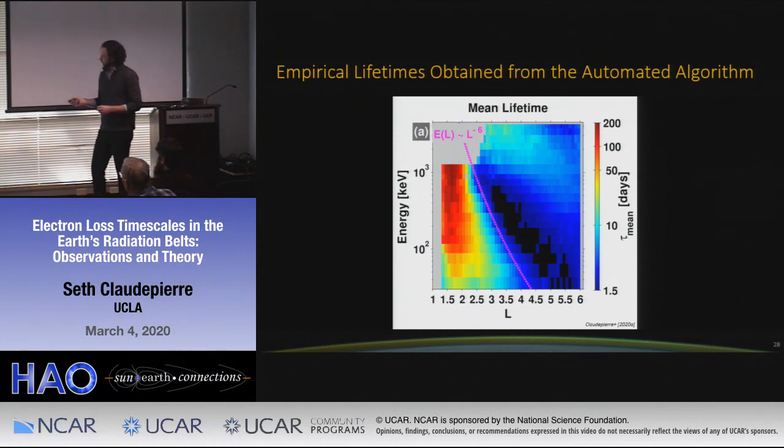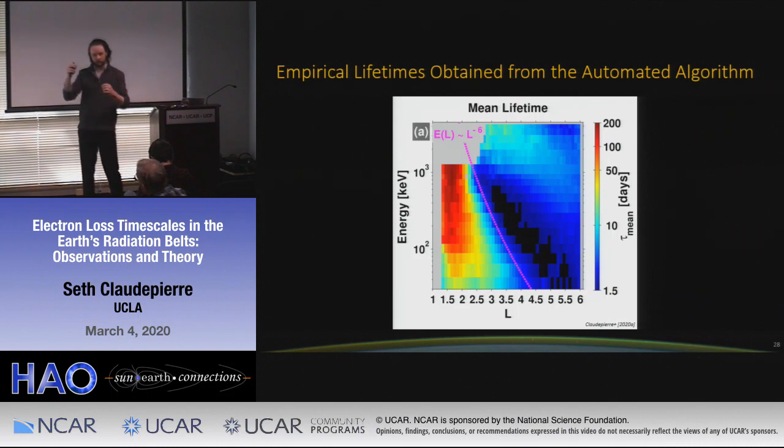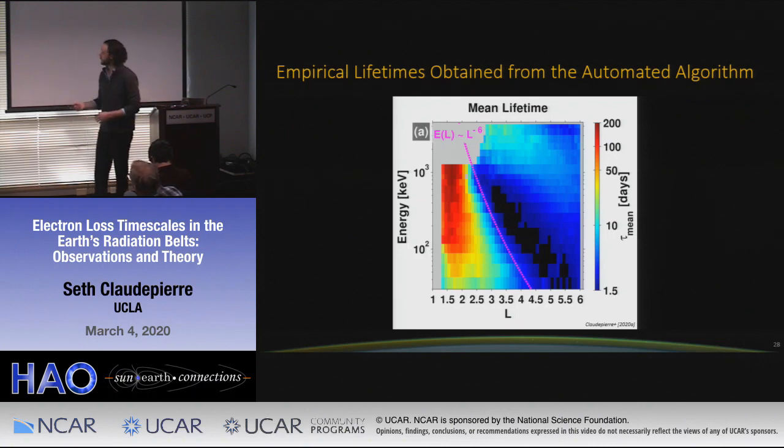We're going to do a lot of comparisons with this figure throughout the rest of the talk, so let me take a minute to explain it. The L coordinate, the radial coordinate, is plotted along this axis, and energy is plotted here. At each L bin and each energy bin, we go in and fit the time series and have some number of decay events, 10 decay events, 100 decay events. Then in each bin, we take the mean of all those decay time constants, and that's what produces this figure here.